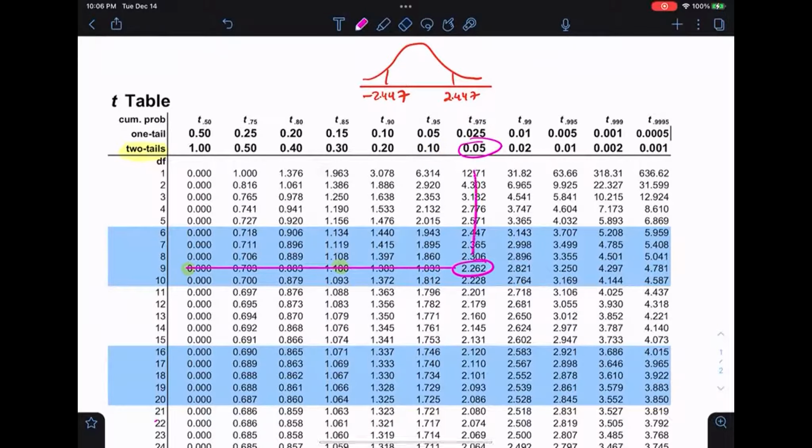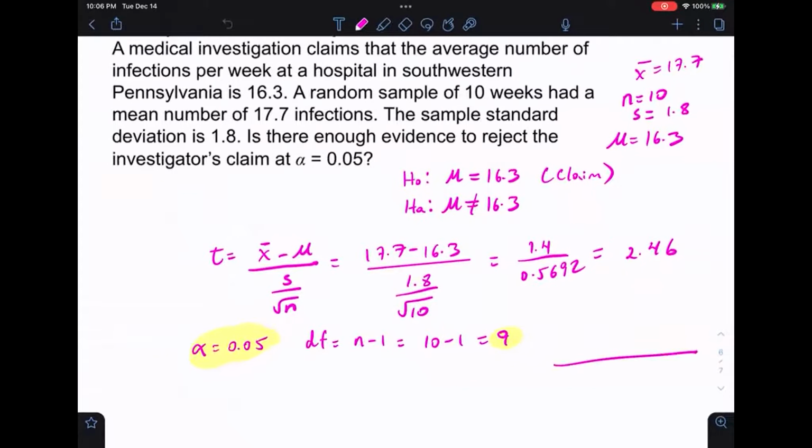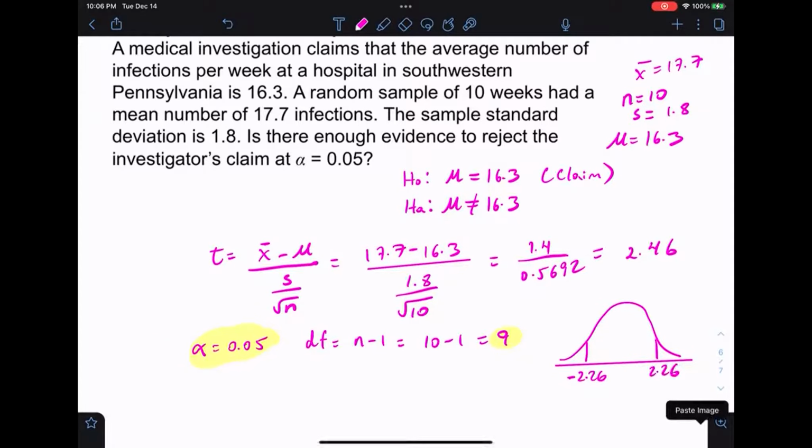And with 9 degrees of freedom, this is supposed to be 2.26, right? Remember, this is a two-tailed test, so this is negative 2.26 and this is 2.26. And the value that I got is 2.46. So that means it's in this region, the rejection region. So we reject the null, right?